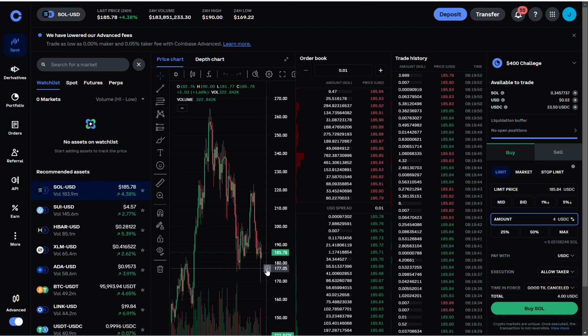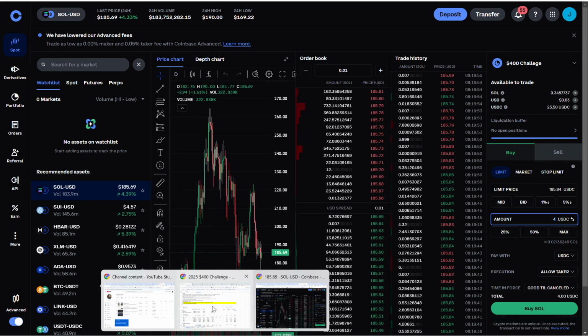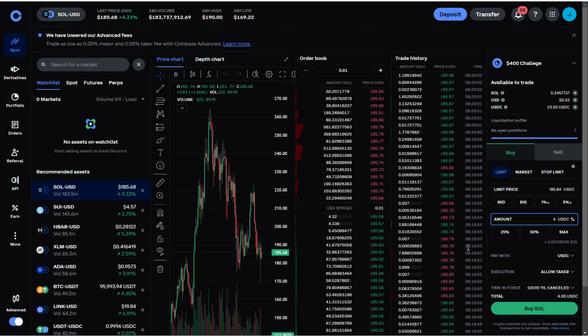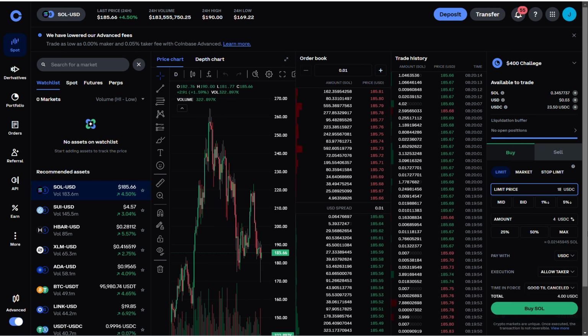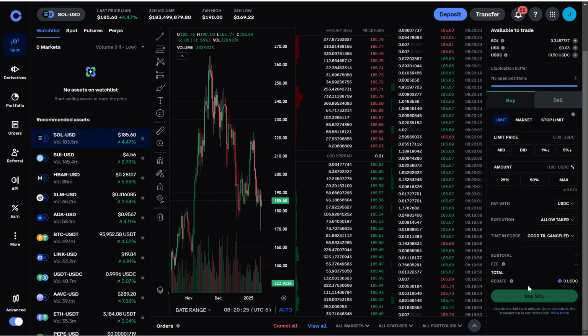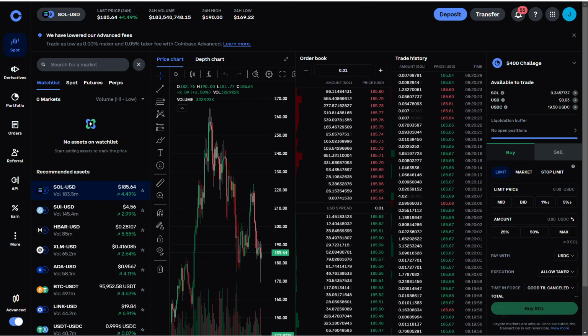And the price point we want to go at is, what's our cost basis right now? Our cost basis on Solana is 186. So let's do, if it drops to 175. So we'll put this price in at 175. So if it drops again, we go ahead and pick up another one. We'll hit buy. And once we do that, we may have to confirm the buy. Oh, it looks like it went through.